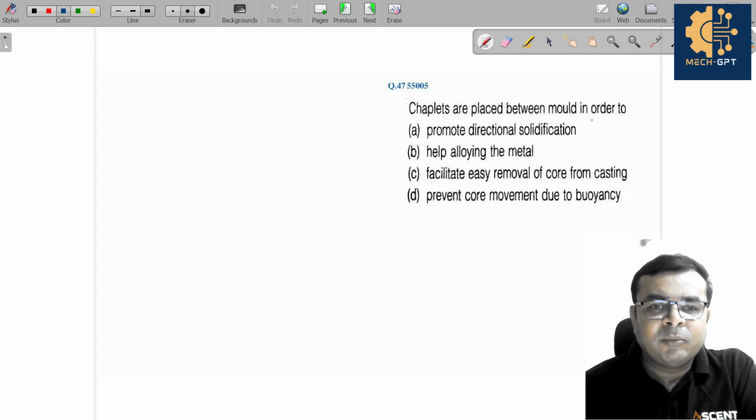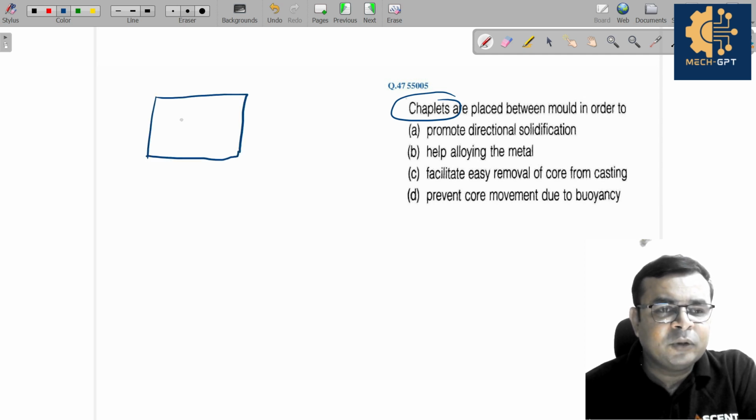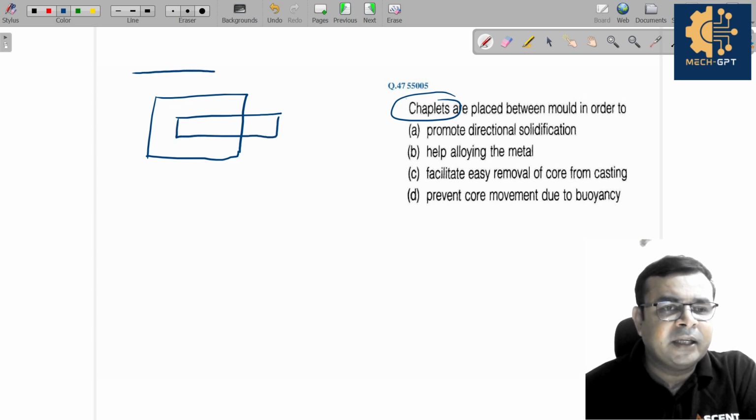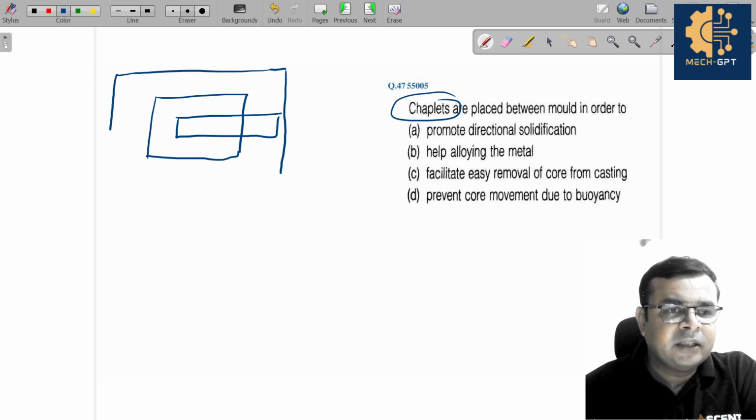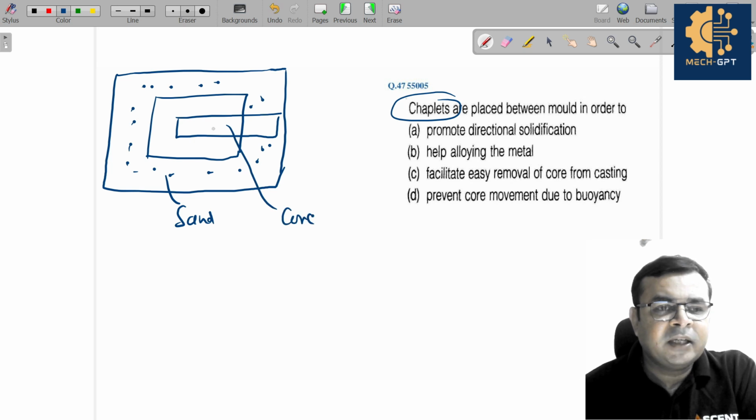Chaplets are placed between the mold in order to. Chaplets actually, let's say suppose you have a mold cavity, and in this suppose you have a core like this, and this is a mold box in which we have sand. This is sand and this is core, correct, and this is mold cavity.